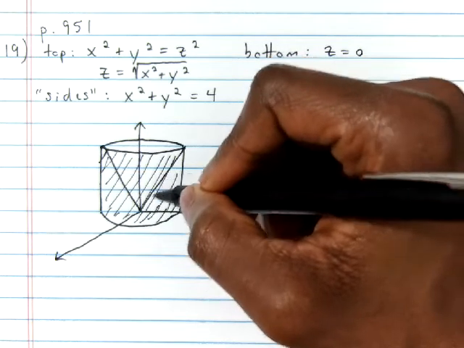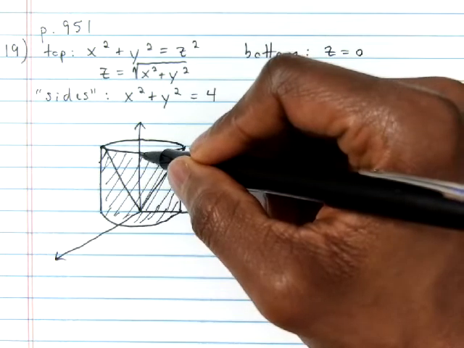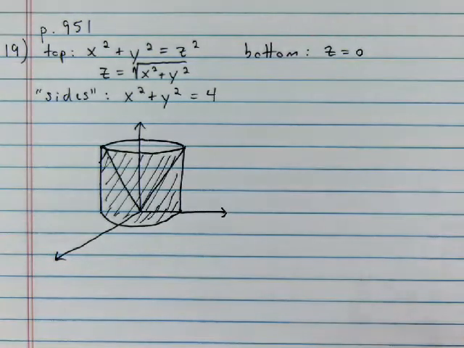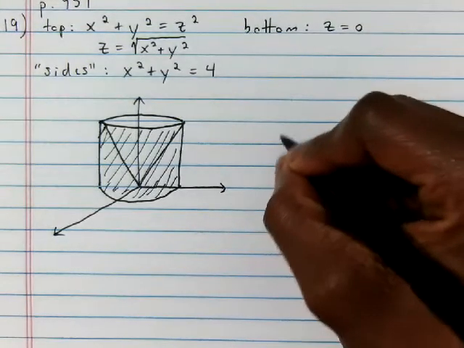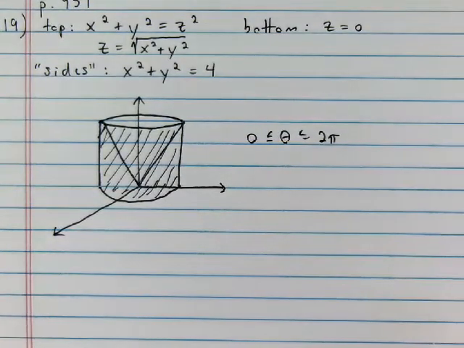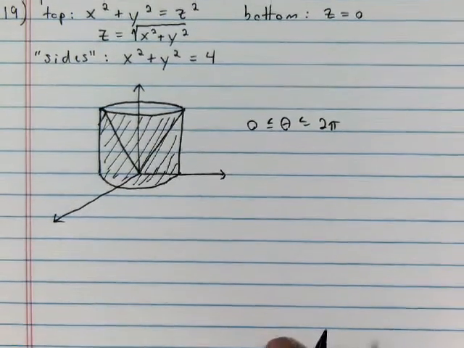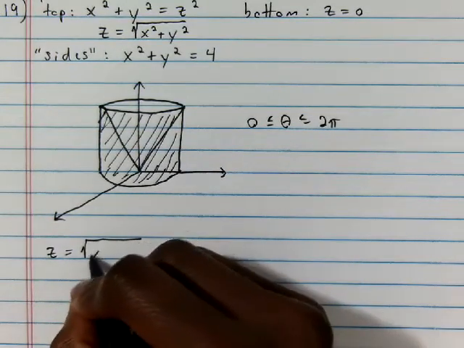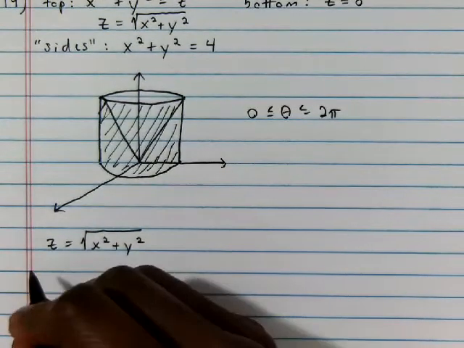Our lower bound on phi, we just have to figure out what angle this is between the cone and the positive z-axis. We've seen that in a previous example, but we'll do it again. Let's go ahead and write down theta, because we know theta varies between 0 and 2 pi. Now let's take our top, which is z equals the square root of x squared plus y squared. We actually had this exact same cone in our last example, but we'll go through the steps again.